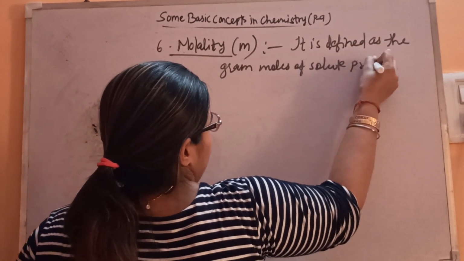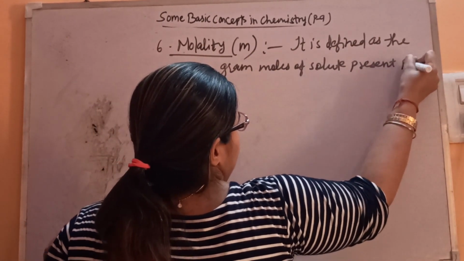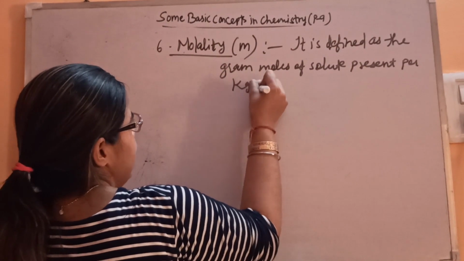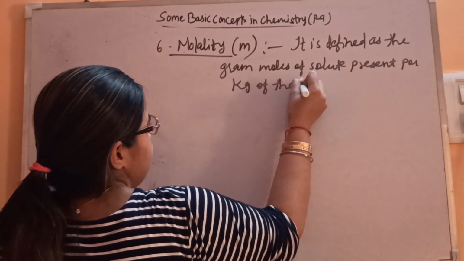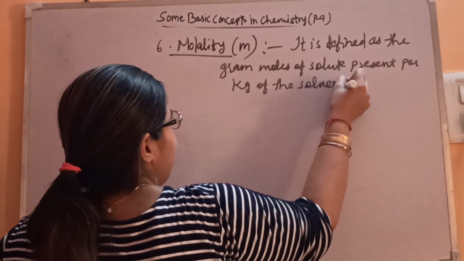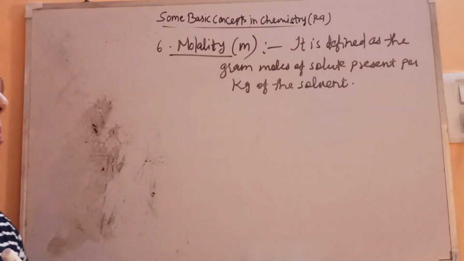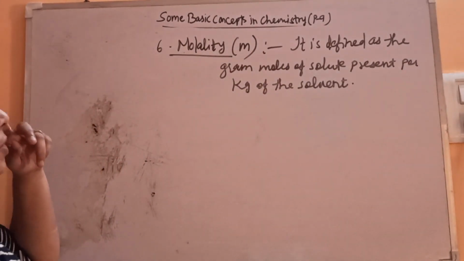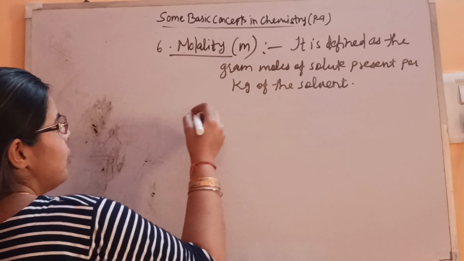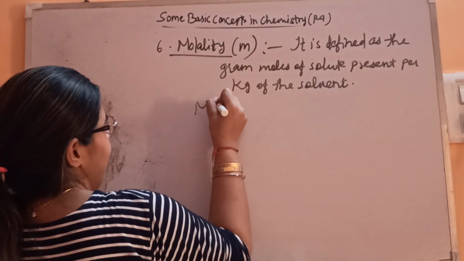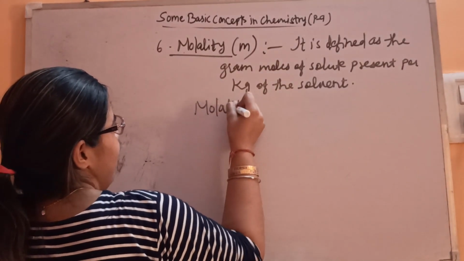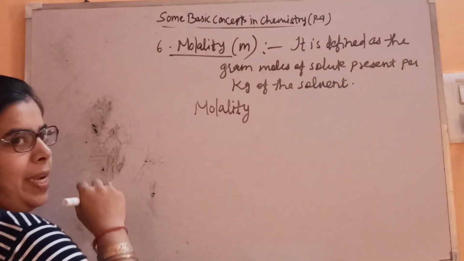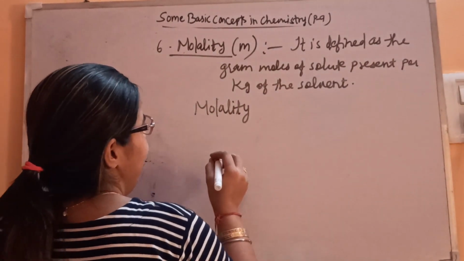present per kg of the solvent. Now here the terms are different. It is defined as the gram moles of the solute present per kg of the solvent. It is represented by small m, because it is different from molarity. Molarity is capital M. This is molality, molal.